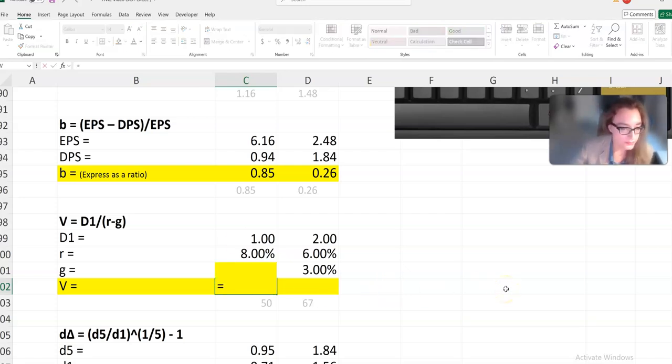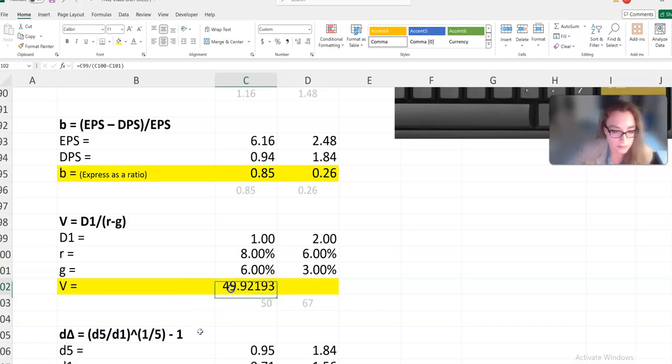Equals sign, D1 divided by, parenthesis open, R minus G. And G is hiding here. So which cell is G? 101, C. C101. Enter.